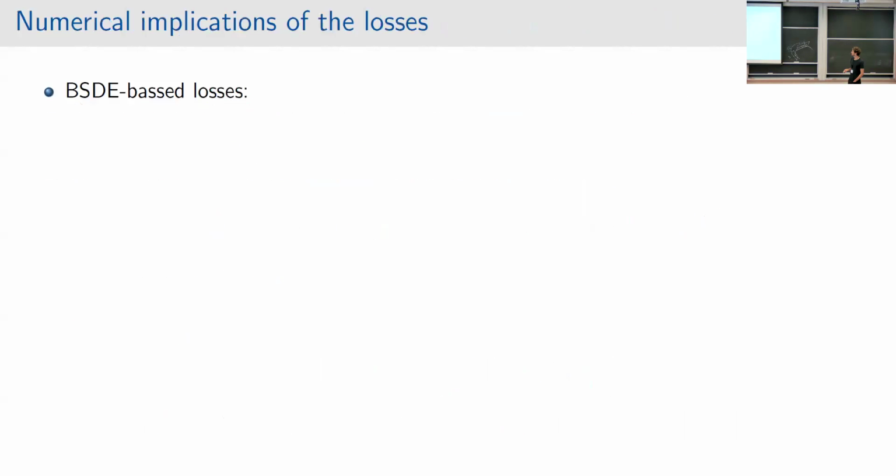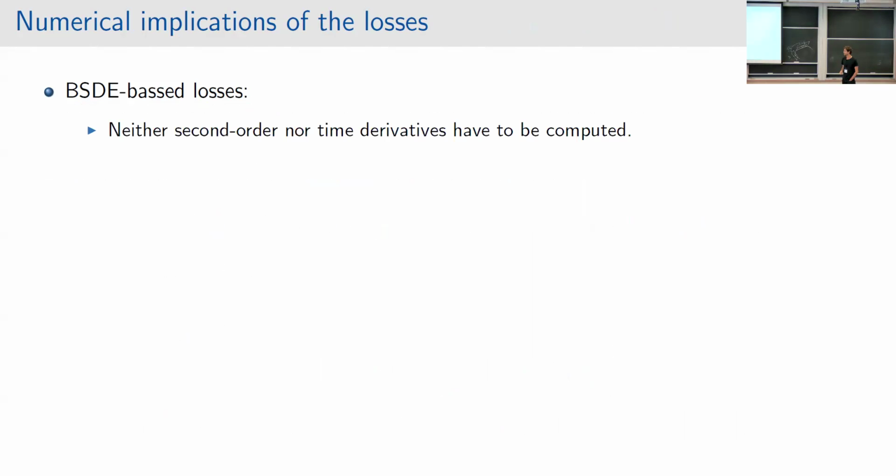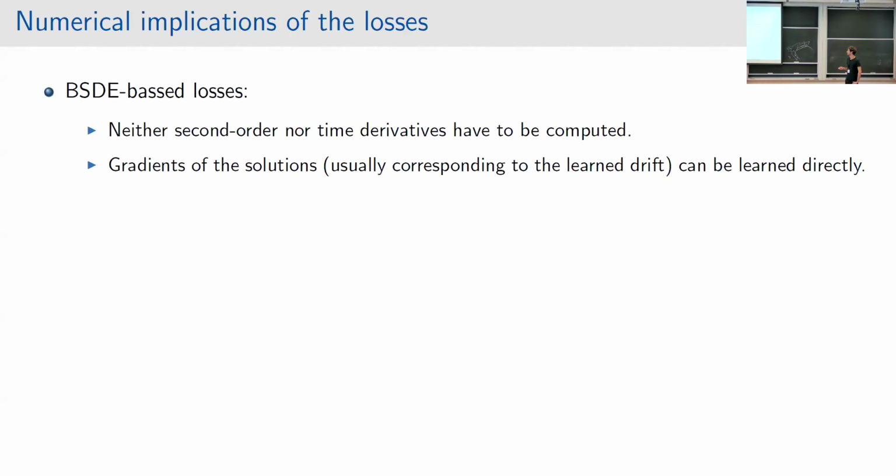Still, we wanted to look at how this performs, and before I show you some numerical examples, I discuss quickly pros and cons of BSDE and PINN-based methods. So BSDE-based losses don't need second order nor time derivatives, which might be nice from a computational point of view. Then gradients of the solutions can be learned directly, which is not true for the PINN losses. And an obvious drawback is that only stochastic dynamics can be considered.